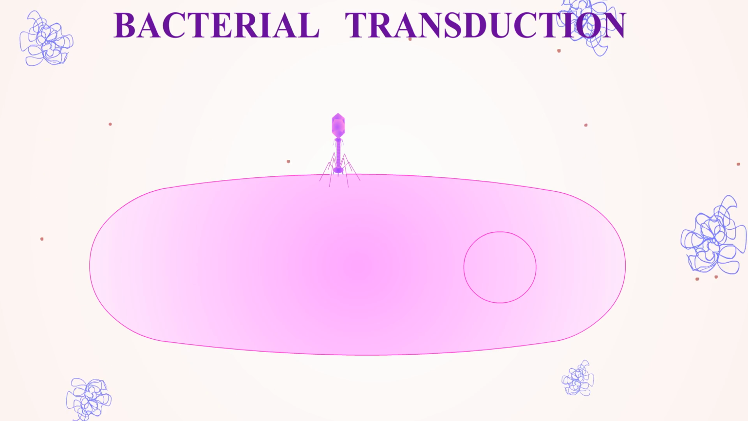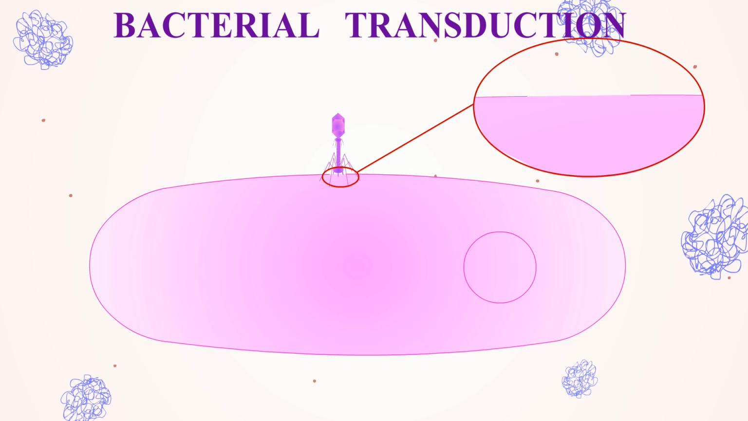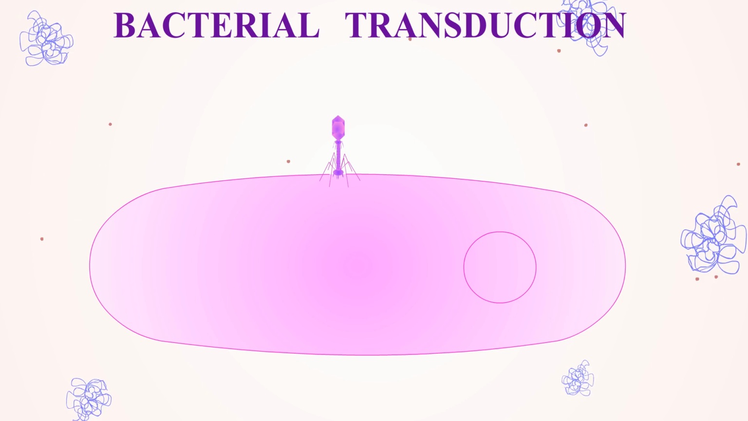During transduction, the bacteriophage will attach itself to specific receptors called phage receptor binding proteins, present on the surface of the bacterial cell. After adsorption, the phage muramidase will wither a small part of the bacterial cell wall, and will push its hollow core through it to inject DNA into the bacterial cell.